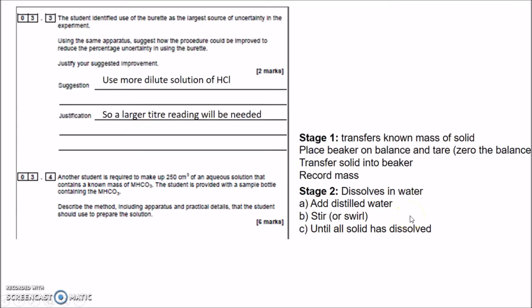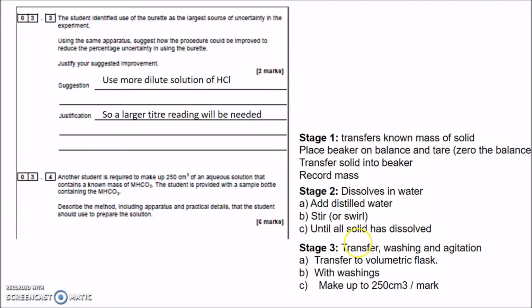And then you can tip it into the volumetric flask and then wash out any remainder. So pour that solution into the volumetric flask, wash out the beaker, pour a little bit more in, wash out the beaker, pour a little bit more in, until all of the solid has been removed from the beaker, and any little bits have been washed out of the beaker into the volumetric flask. And then you make it up, you add more distilled water until it comes up to the 250 centimeter cubed mark on the volumetric flask.